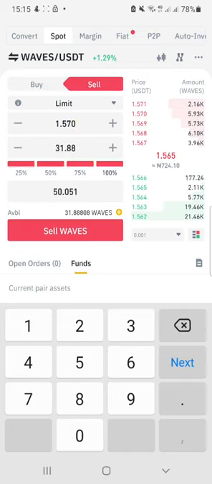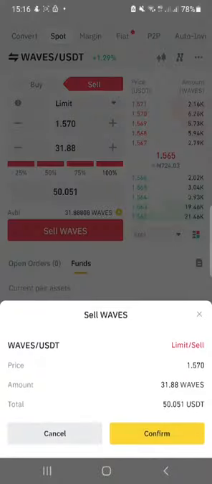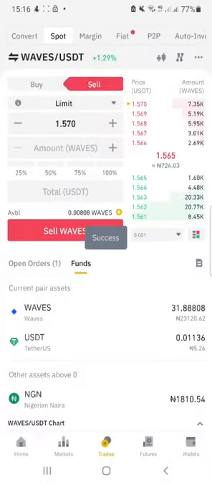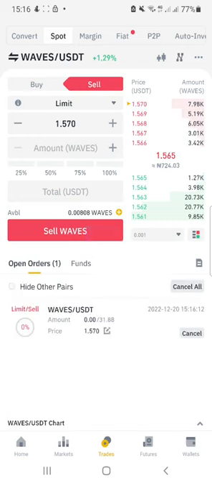Remember, 100% means you are using all the USDT you have in your wallet, depending on your pair token. So now let's sell our waves at this price. We click on it and click on confirm. Now let's go back to our open orders. Now you can see that it is in our open orders. It shows that we have not yet sold, that the order is still pending. We have to wait till the market reaches 1.570, right, for us to be able to sell it.